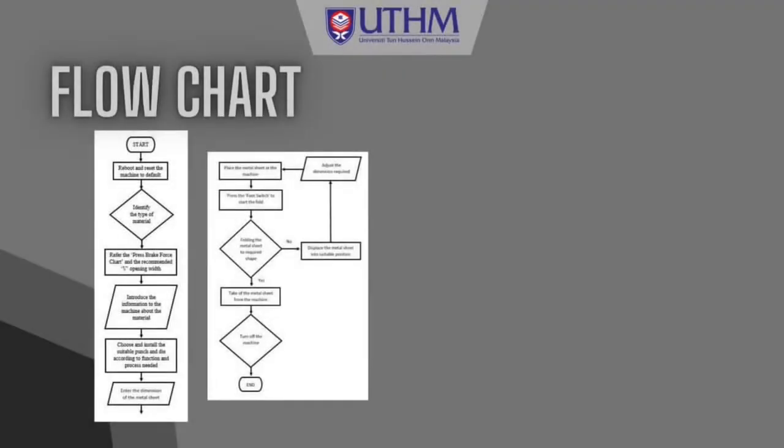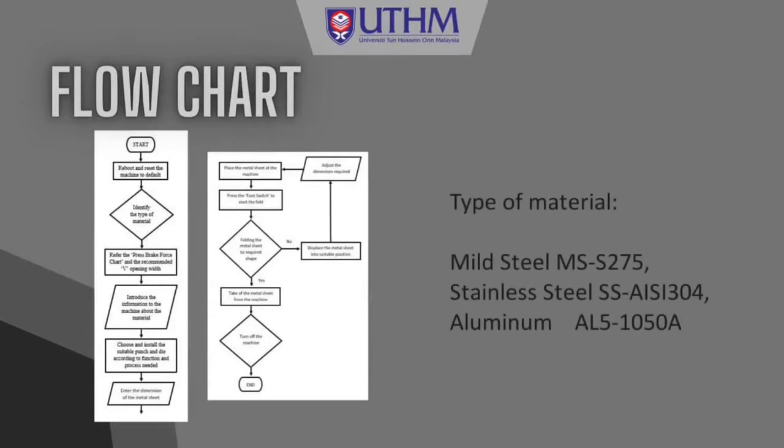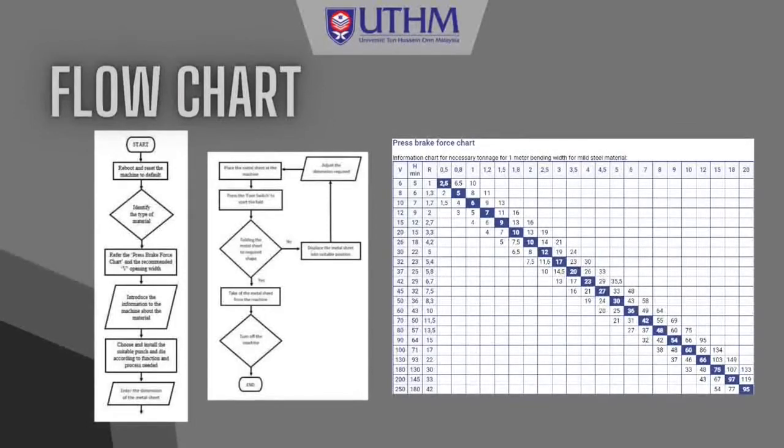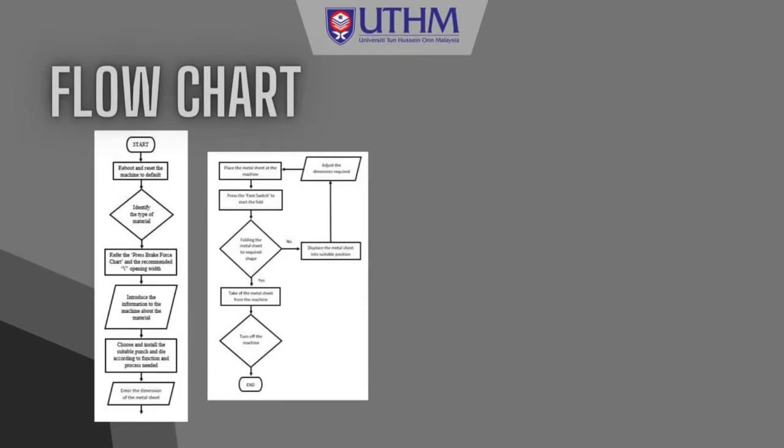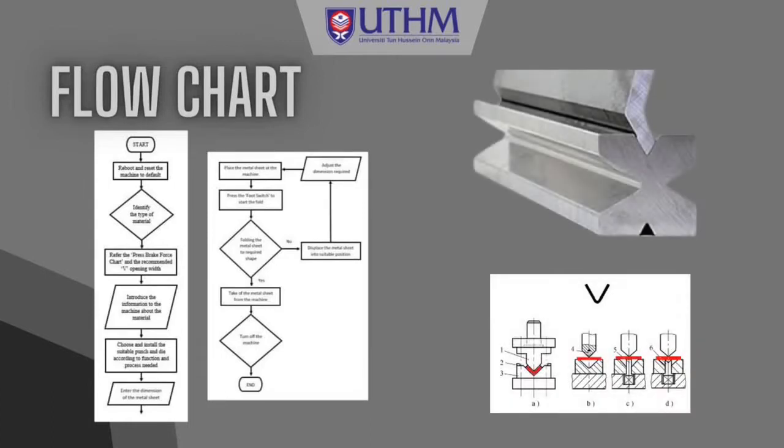The flowchart for this machine is, first, we need to reboot and reset the machine to default. Next, identify the type of the material. Then, we refer to the press brake force chart and recommended V opening width. We need to introduce the information about the material to the machine. Then we choose and install the suitable punch and die according to the function and the process needed.